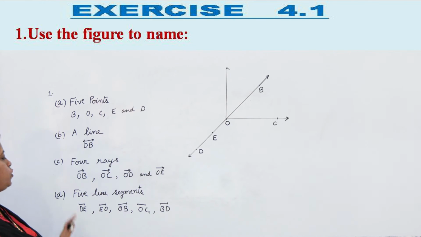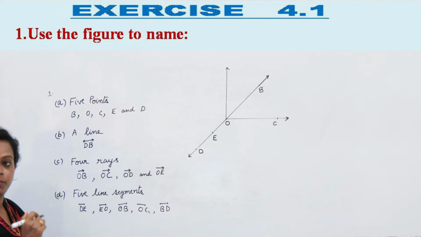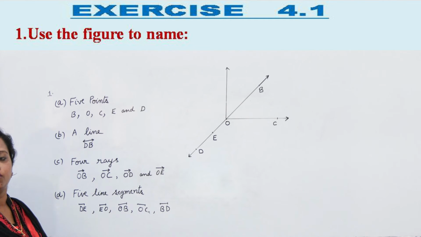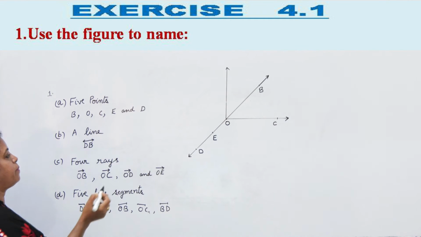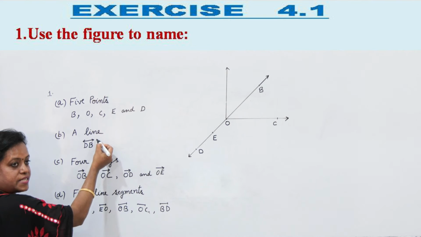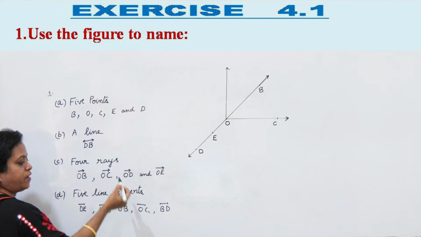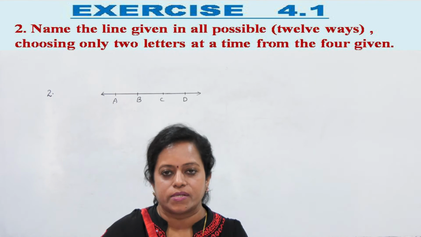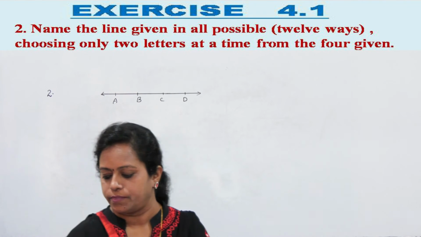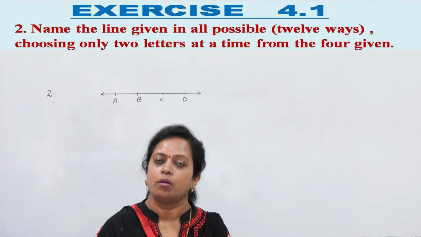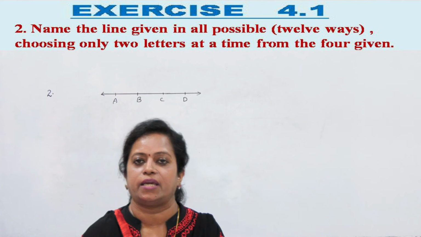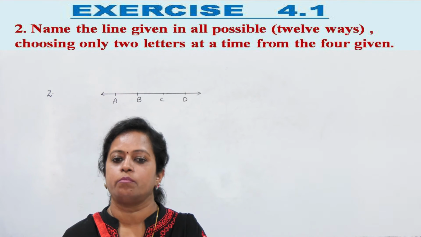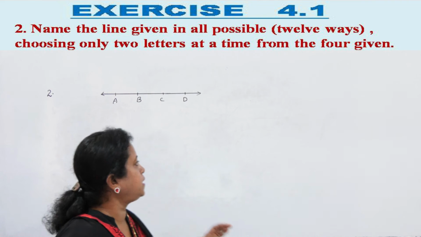So here clearly you have seen how we have named the point, line, rays and line segment. So be very clear in understanding the difference between how to represent a line, how to represent a ray and the line segment. Let us do question number 2, which reads, name the line given in all possible ways, and you have been asked to name it 12 ways, choosing only 2 letters at a time from the 4 given. You can see the figure.